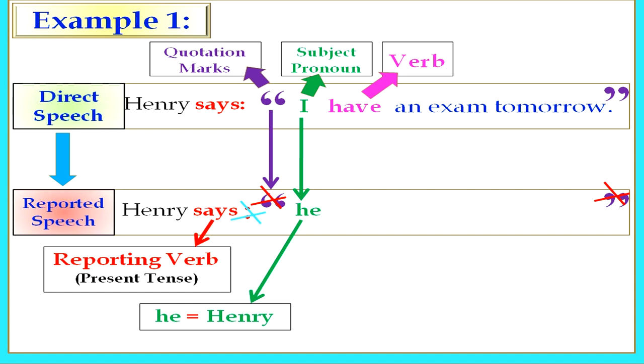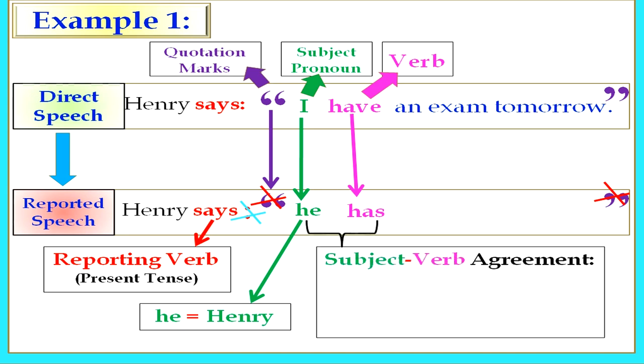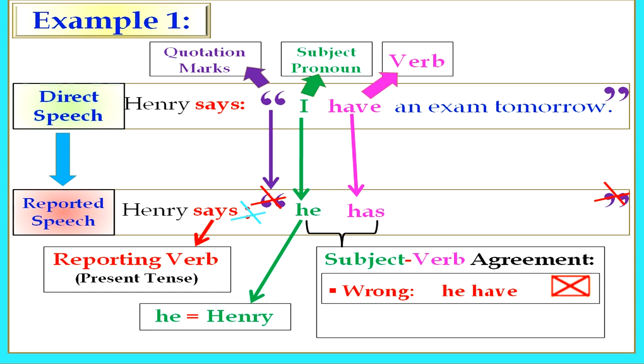Next is the verb have. We change it into has. Why do we change have into has? This is a matter of the subject-verb agreement. In other words, we cannot say he have. So the correct answer is he has. So now respect the subject-verb agreement.